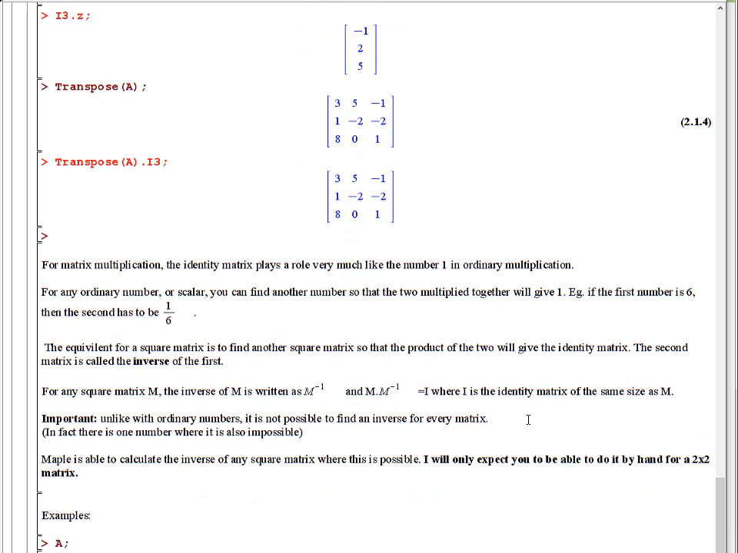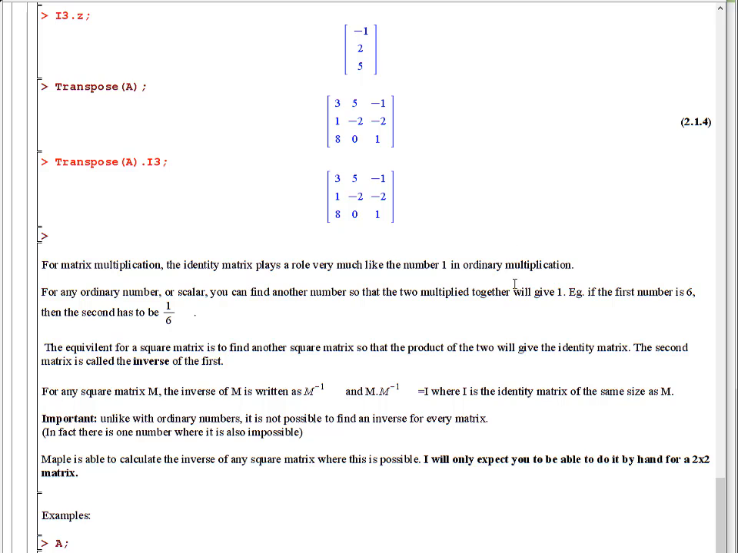So if you compare this to ordinary numbers, which we call scalars, it's very much like the number 1, because 1 times 7 is 7, 1 times 23 is 23, 5 million times 1 is 5 million. It doesn't change numbers when you multiply.